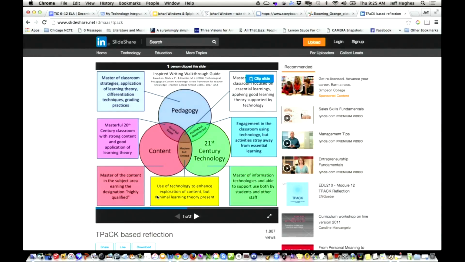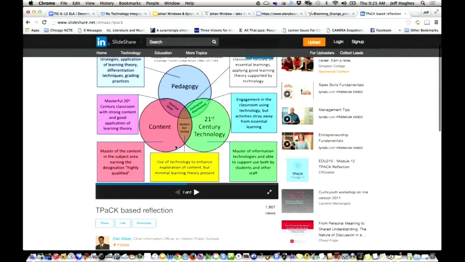Sometimes with content, it becomes a danger of being the sage on the stage, where the teacher is bearing the responsibility for the critical thinking and the analysis and pulling out what's important from the text. So we want to back away from having that imbalance as well.